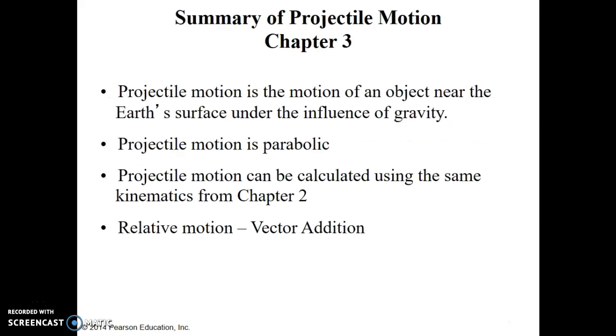So in summary, projectile motion is basic motion under the influence of gravity, creating a parabolic shape. And we can use the exact same equations we used in chapter 2, and relative motion has to be done by vector addition.